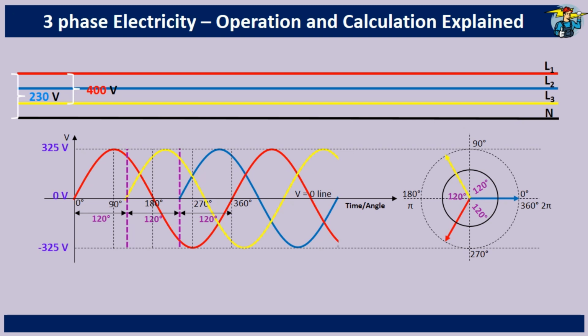Let's pause the voltage curves when the blue phase reaches zero. At this moment, the yellow and red phases have equal but opposite values. One is positive, and the other is negative, resulting in a total voltage of zero. In fact, at any given point in time, the sum of the three-phase voltages is always zero. This is crucial for understanding how a balanced three-phase system works.